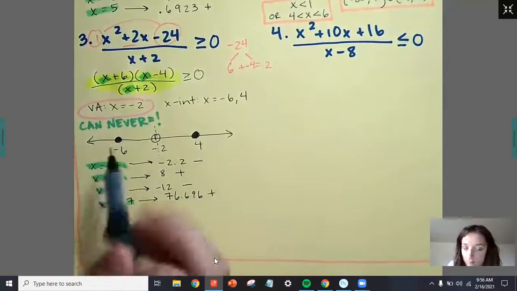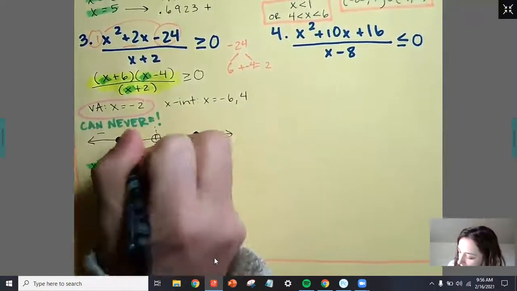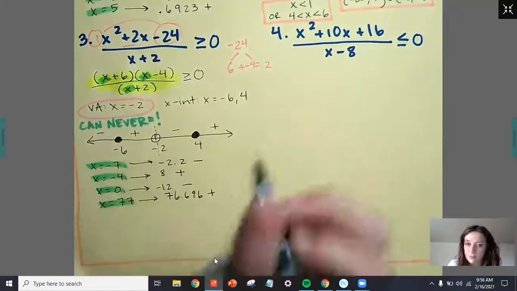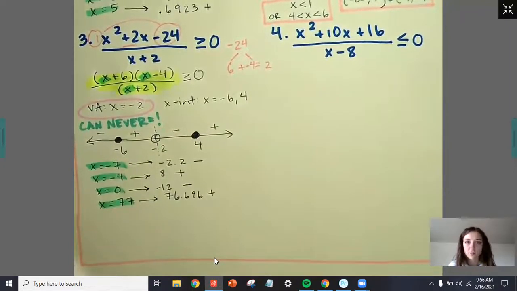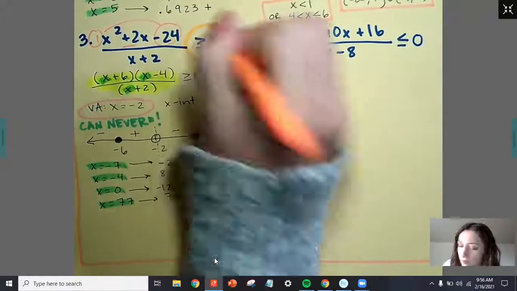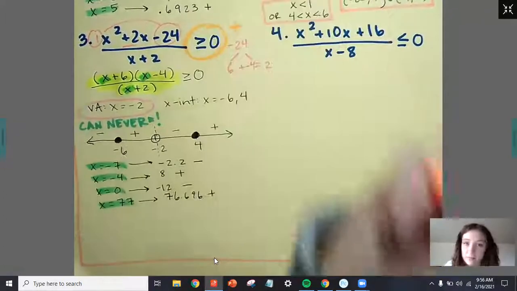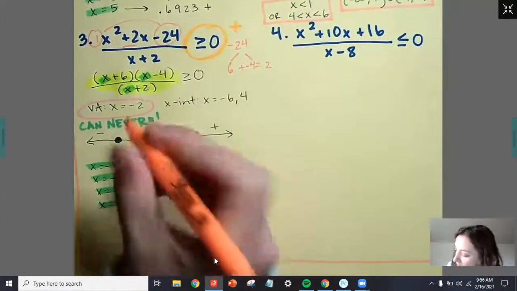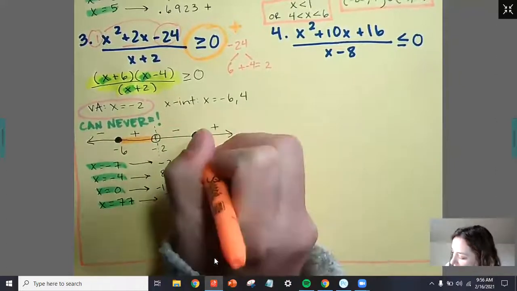So we're going to do the same thing up here. Negative, positive, negative, positive. And looking back at the original, we wanted this to be greater than or equal to 0, so that's going to be a positive there. So since we're looking for its positive, that's going to be here and here.